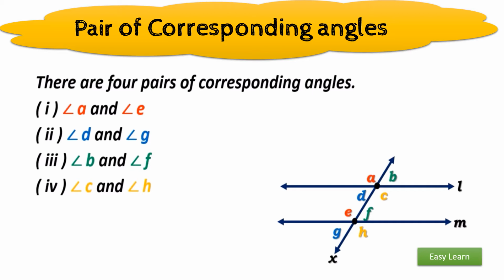If you see in the diagram, different colors are shown to indicate different corresponding angles. So angle A and angle E is shown in red color, angle D and angle G, angle B and angle F, and angle C and angle H. So in total there are 4 pairs of corresponding angles.